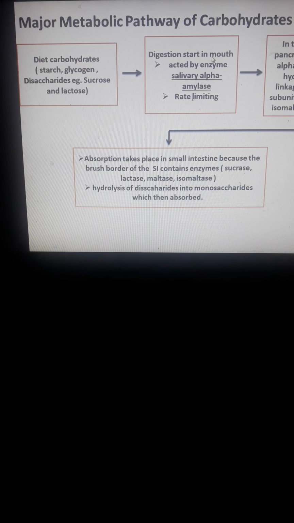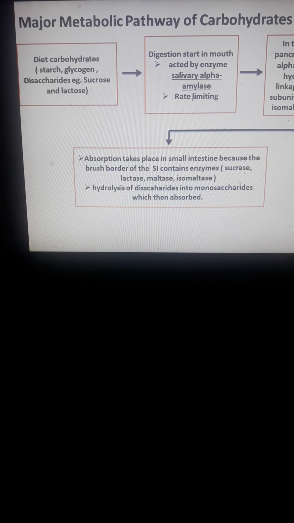Digestion or metabolism starts in the mouth because of the enzyme salivary alpha amylase. So this is rate limiting because when you chew the food, it's not that you chew the food for a long time, right? Rate limiting step only for the first step of digestion in the mouth, usually oral, because of the presence of amylase enzyme. When you chew the food, usually it is already digested. Then we have the stomach.